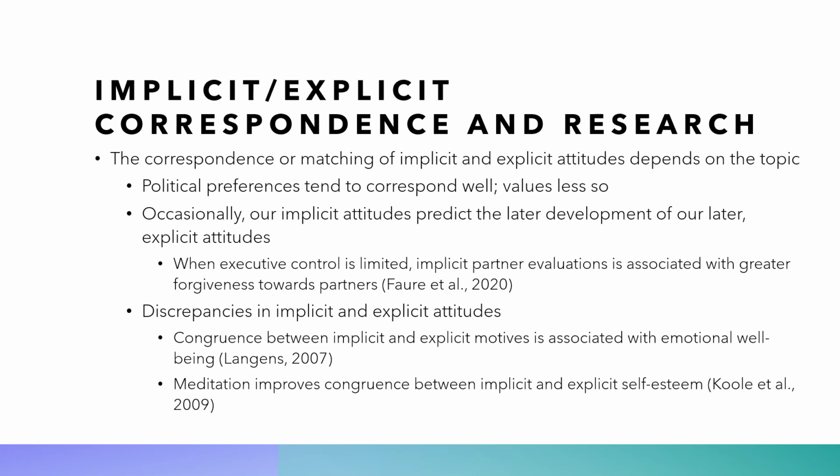So the correspondence or matching of implicit and explicit attitudes depends on the topic. So our political preferences tend to correspond pretty well on an implicit, explicit level, but what we value in life less so, right? Because we all say that we value our careers and we want to get married one day and have a dog and 2 kids, because we're supposed to feel that way. But our implicit values don't always necessarily match up to that. So sometimes our implicit attitudes predict the later development of our later explicit attitudes.